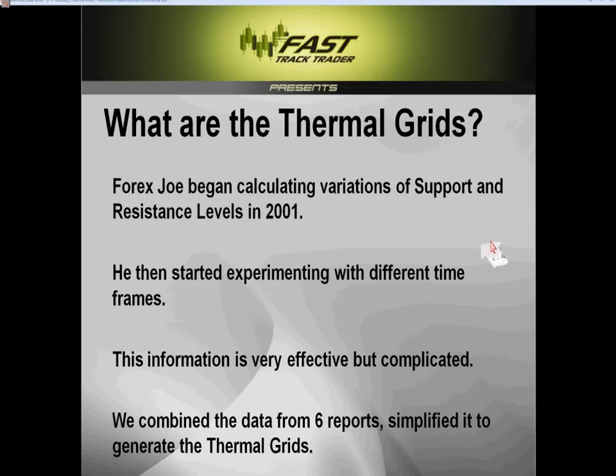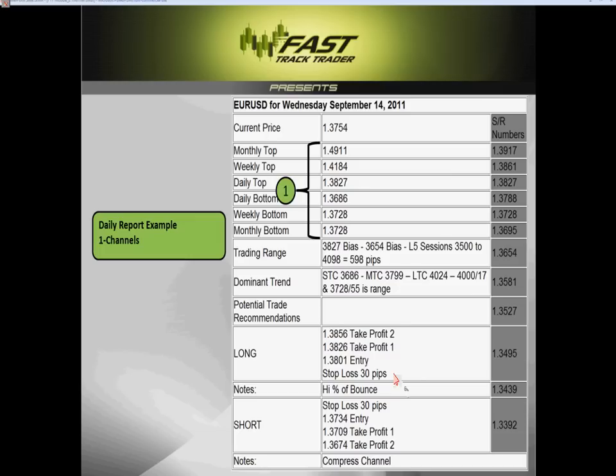Forex Joe began calculating variations of support and resistance levels back in 2001. He then started experimenting with different time frames, and this information is very effective. However, it's complicated. So what we've done is we've combined the data from 6 reports. We've simplified it to generate the thermal grids.